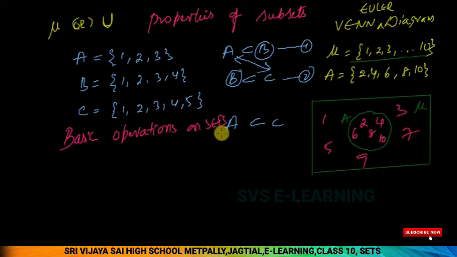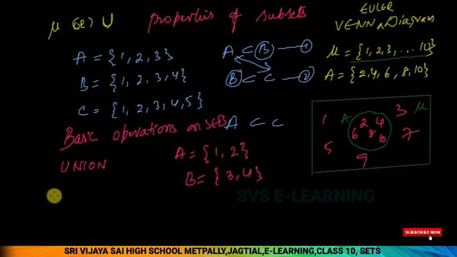Just the way you have addition, subtraction, multiplication, division operations in arithmetic, in the same way you have a few operations in sets. Let us first learn union of sets. Let us say I have a set A which contains the elements 1 and 2, and I have a set B which contains the elements 3, 4. Then A union B, union is represented by the symbol ∪.